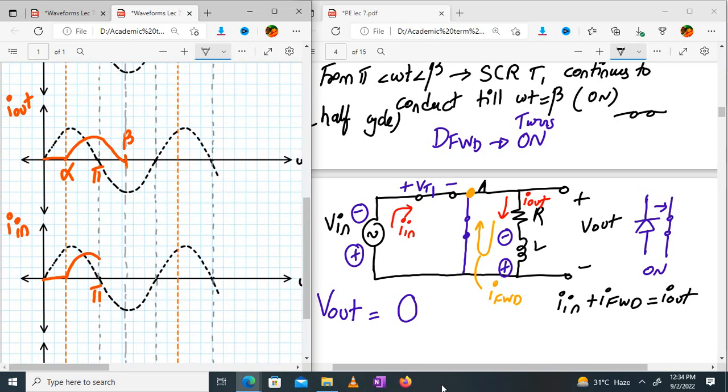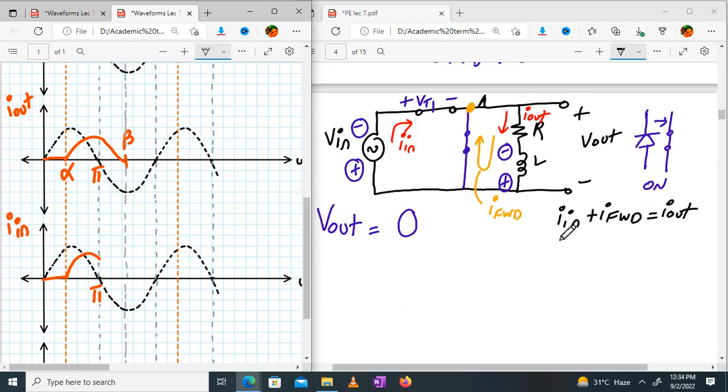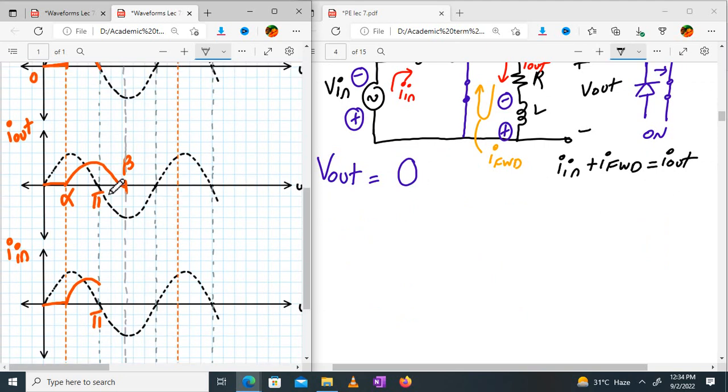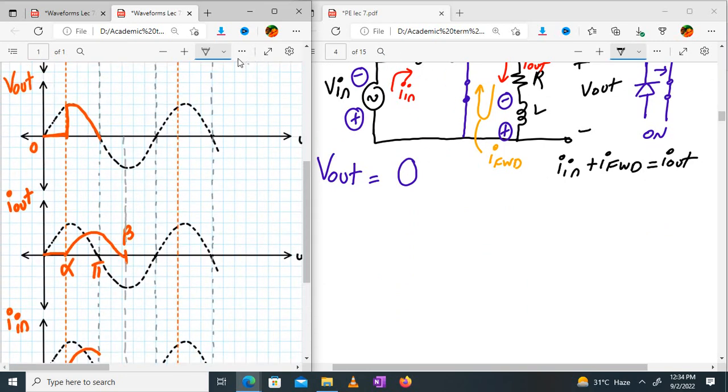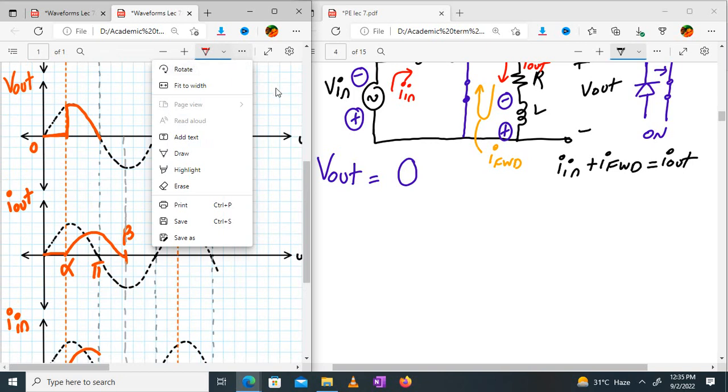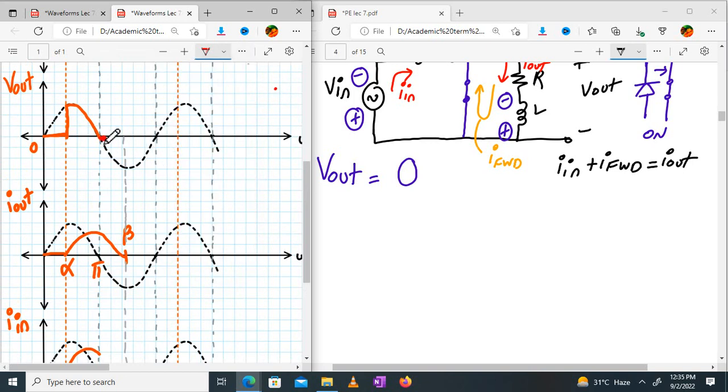Acha, so no, this equation you have understood? IN is equal to freewheeling diode plus I out. मतलब I in plus freewheeling diode current मिला के I out होना चाहिए. Now what is my I out? Flowing this part, right? From pi to beta. Acha, let us first draw output. Output will be, what will be output? Output will be 0 na?